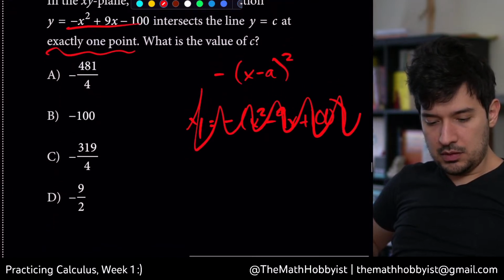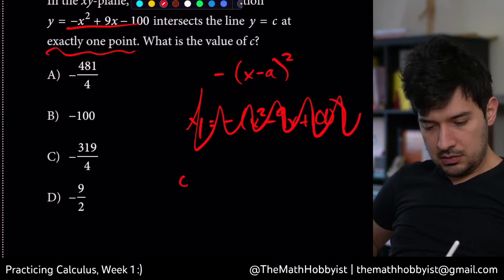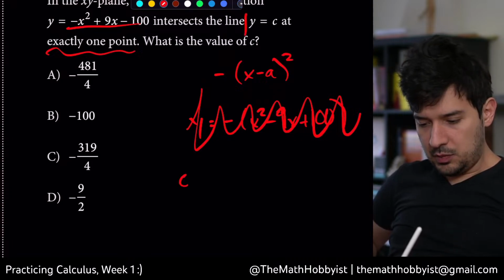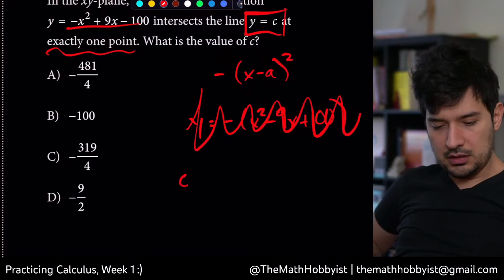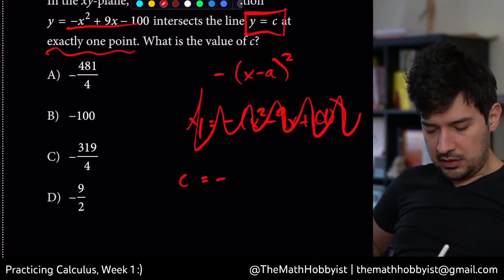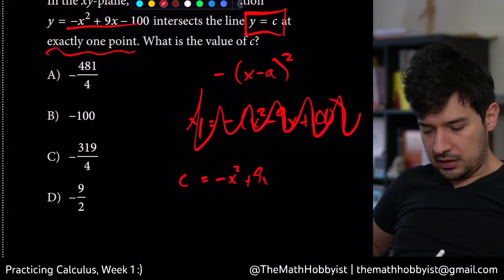Okay, so a line y equals c, a constant. So c equals negative x squared plus 9x minus 100.